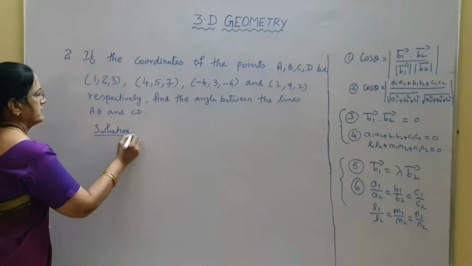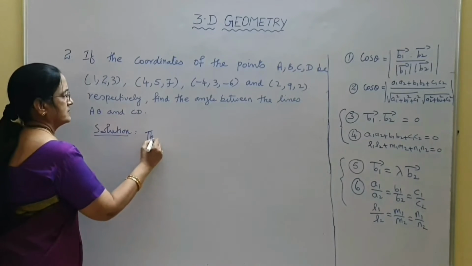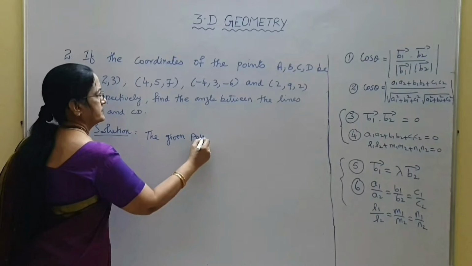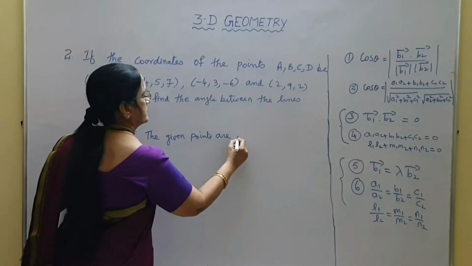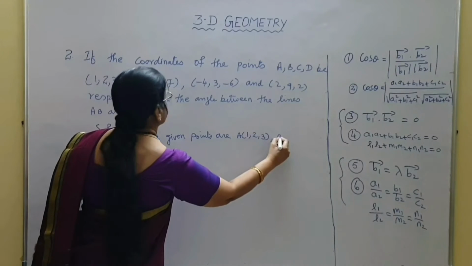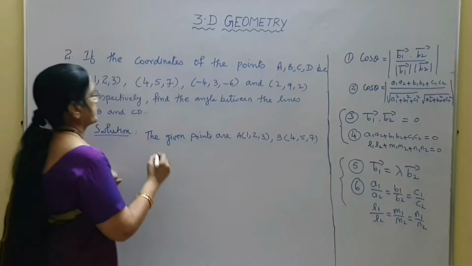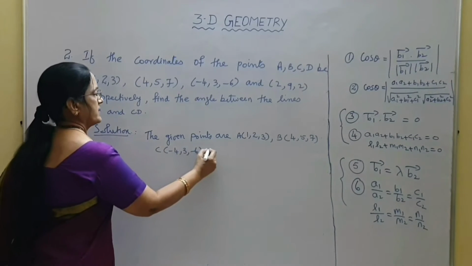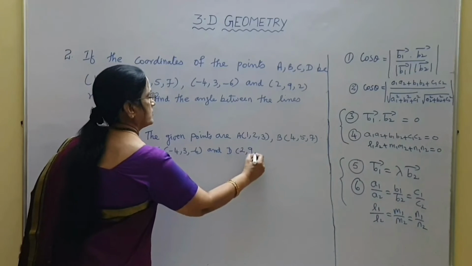Okay, solution. What are the points given to you? The given points are A 1, 2, 3, B 4, 5, 7, C minus 4, 3, minus 6 and D 2, 9, 2.